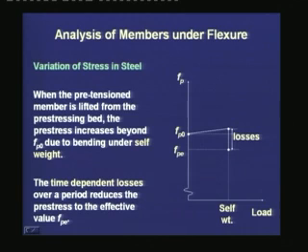Now, let us try to understand this variation in a bit more detail. When the pre-tensioned member is lifted from the prestressing bed, the prestress increases beyond Fp0 due to bending under self weight. For a pre-tensioned member, the self weight starts acting when the member is lifted from the prestressing bed. Now, if during the transfer of prestress the member hogs up, that means the prestress is high enough to counteract the self weight, then the self weight will of course be acting right after transfer.